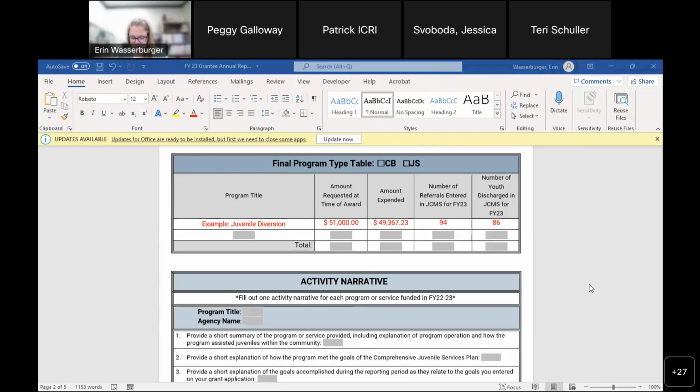So I think the easiest way is to just find your original amount that was on your application and then go look at the current amount. Okay. And that's going to show you any change. All right. And you can call me if you have any questions when you get into it. Okay, yeah, I was going to.